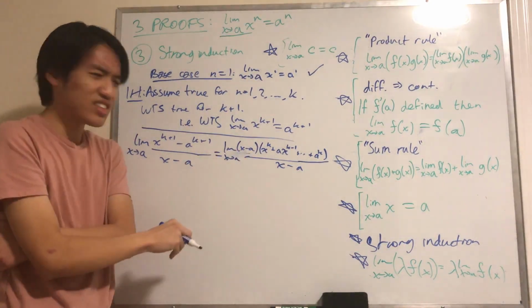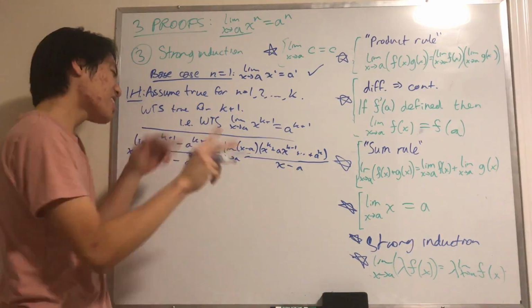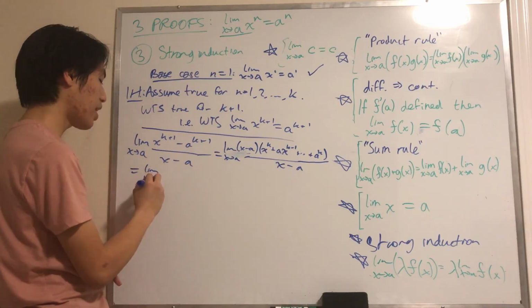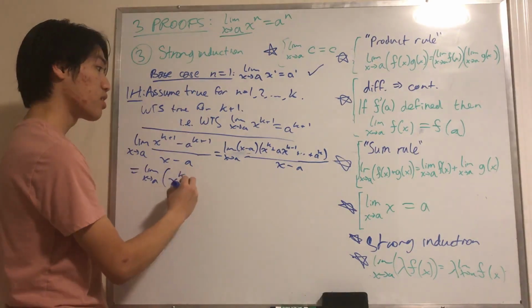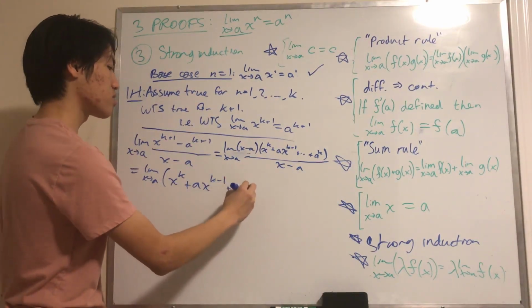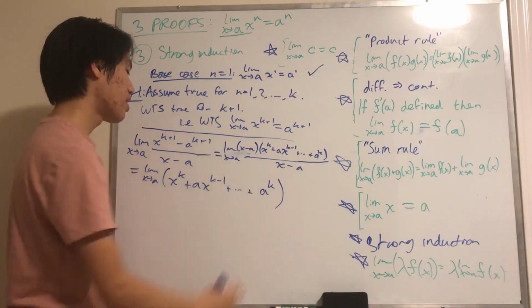That's very nice, isn't it? X minus a in the numerator, x minus a in the denominator, they cancel out, and we have nothing more than the limit as x goes to a of that factor, x to the k plus a x to the k minus 1 plus so on until the last term, a to the k.